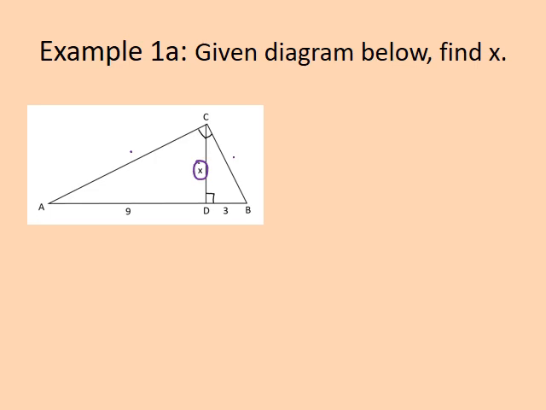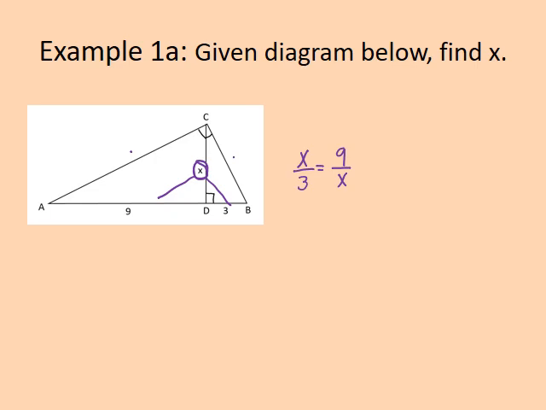So the altitude is the geometric mean between the 2 closest sides of the hypotenuse. So in this case, 9 and 3. Because it's a geometric mean, we're going to write what we've circled twice. So X is in the numerator and the denominator. And it's the geometric mean between 3 and 9. So we have 3 and 9.